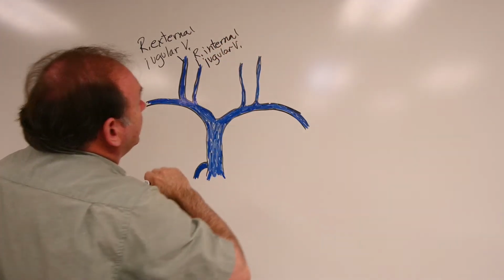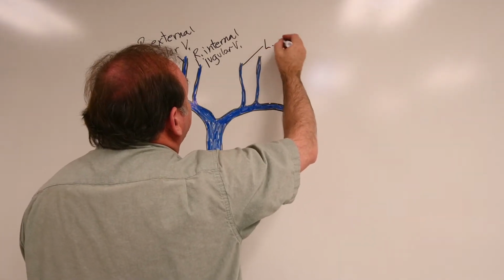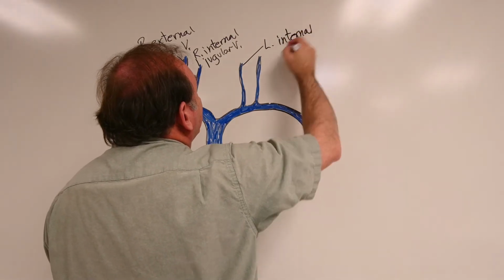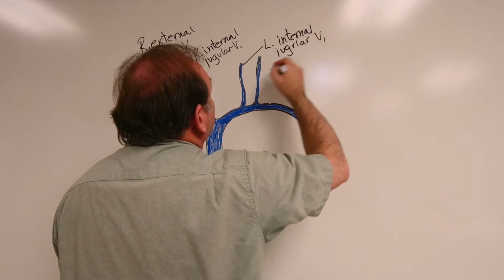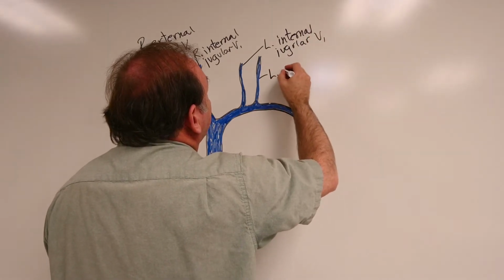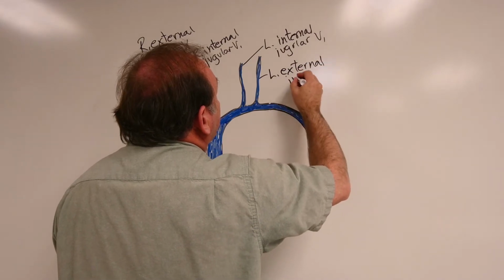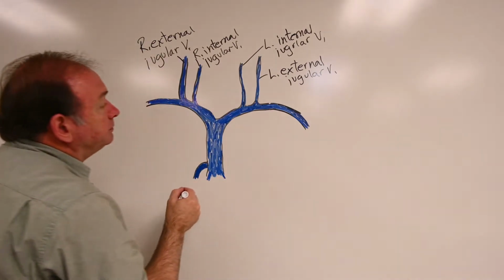Jugular vein. And then the same thing on the left, the left internal jugular vein, and then the left external jugular vein.